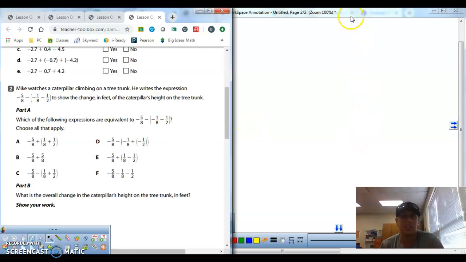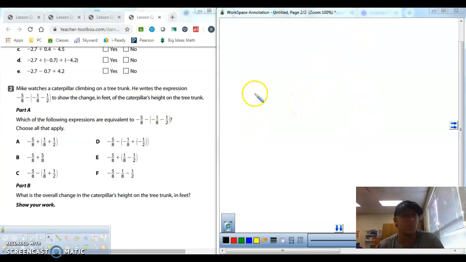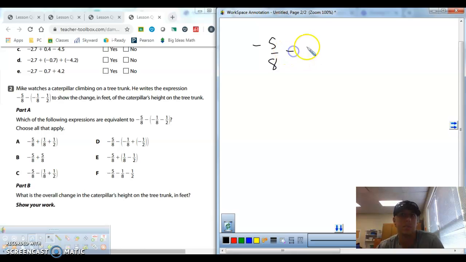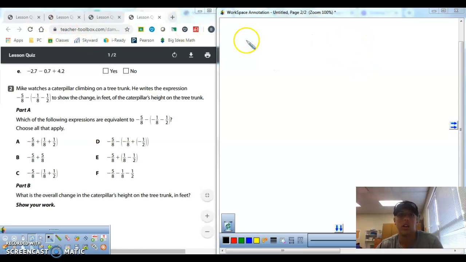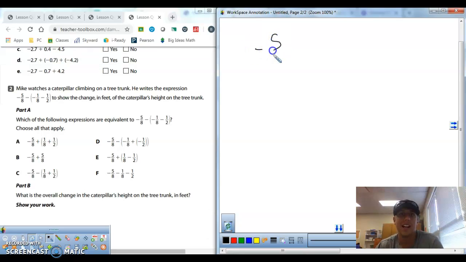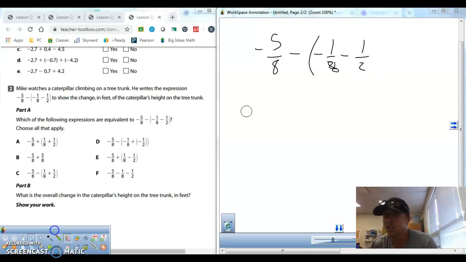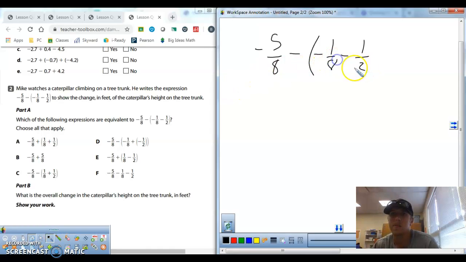All right, this next one here. Mike watches a caterpillar climbing a tree trunk. He writes the expression negative 5/8 minus negative 1/8 minus 1/2. Alright, let's write this again. We got negative 5/8 minus negative 1/8 minus 1/2. Let's clean that up.